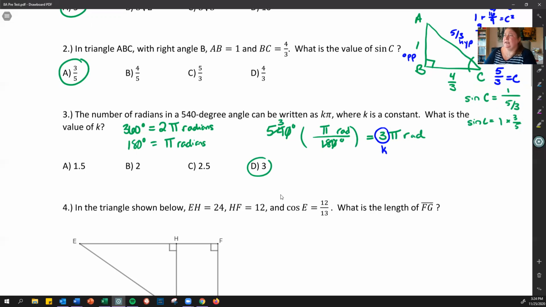Effectively, all I did to answer this question was I took 540 and I divided it by 180. I spent a lot of time talking to you about why that was the case, but if you're practicing this question, you can go ahead and just do that division when you get it on the SAT.